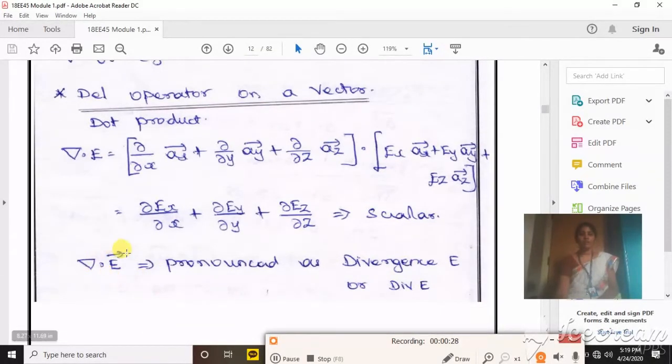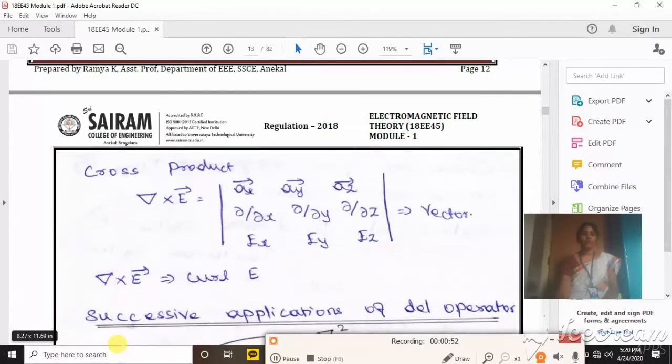This can be pronounced as divergence dot E. Divergence is nothing but the outcome of any vector flux density from a closed loop per unit volume as the volume shrinks to 0. That is called your divergence. But simply, in the furthermore steps in the next topics, we'll see more in depth about the divergence theorem. So we can pronounce this as divergence E or div E.